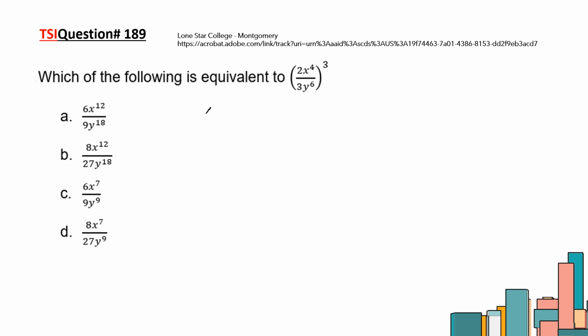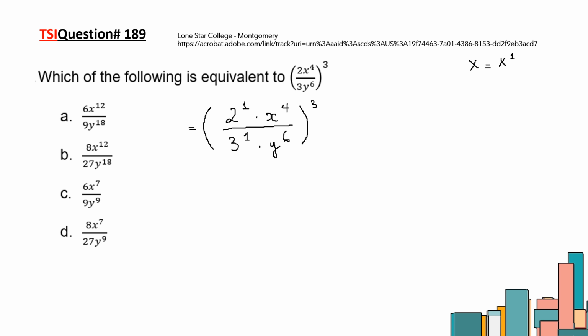So I will rewrite it as (2^1 times x^4 all over 3^1 times y^6) all to the power of 3. And we know anything to the power of 1 is that thing. It doesn't change. But we know when you see it, the exponent is 1.